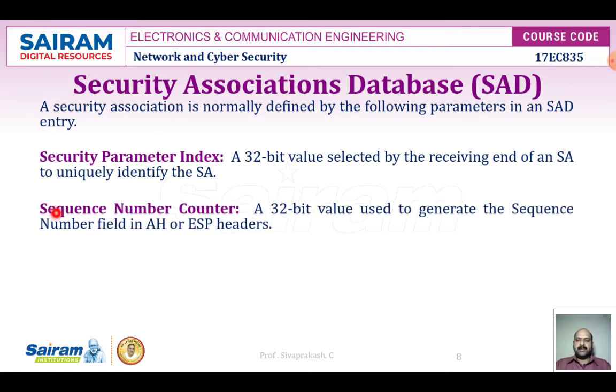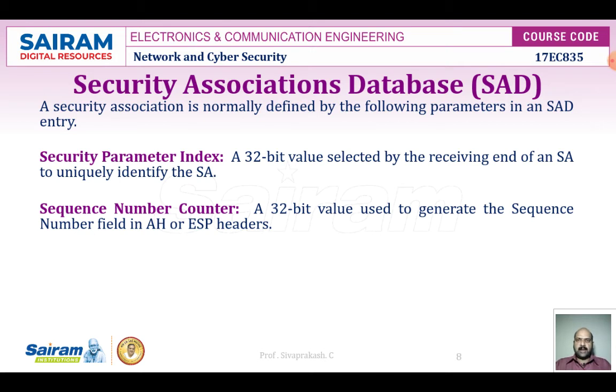The second parameter is going to be the sequence number counter. It's also a 32-bit value which is used to generate the sequence number field in an authentication header or an encapsulation security payload header, which is required for all implementations in the particular security association database.